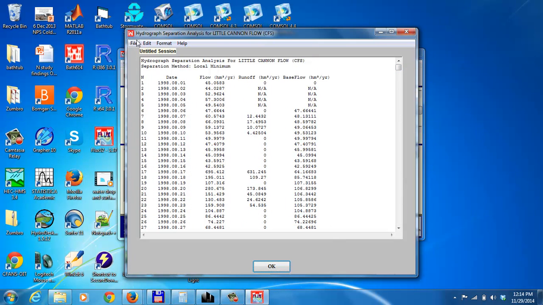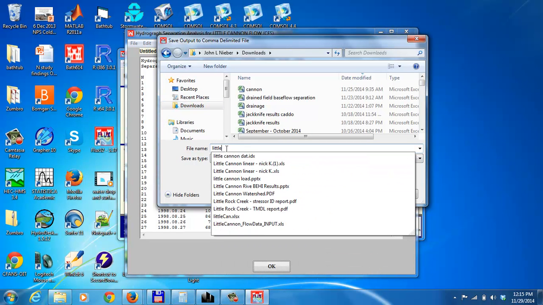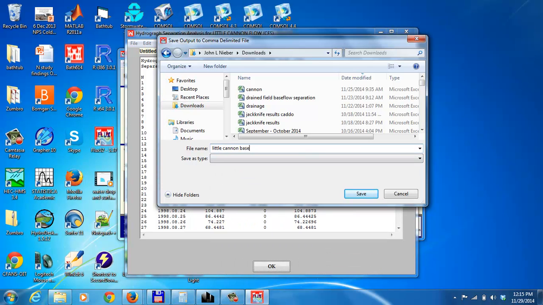All right, we can save this data into an Excel spreadsheet, and that way we'll be able to analyze it. So just call it the Little Cannon baseflow.